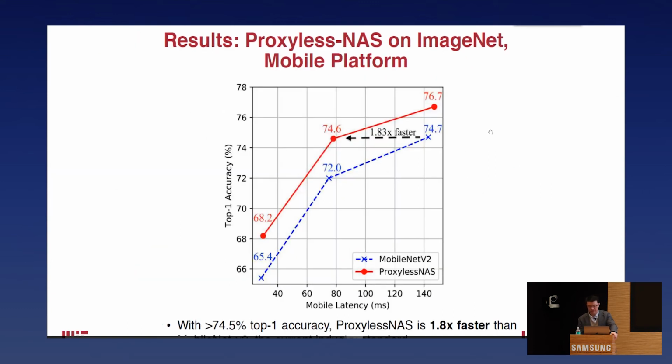All right, so given the above efforts, this is the result on ImageNet. We are able to achieve 1.8 times faster inference speed measured on this Pixel 1 mobile phone. Compared with the current industry standard, MobileNet version 2, with very similar accuracy, we can have about 1.83 times lower latency on the mobile platform.